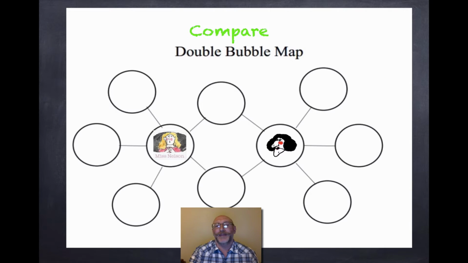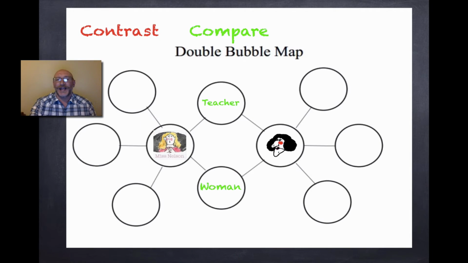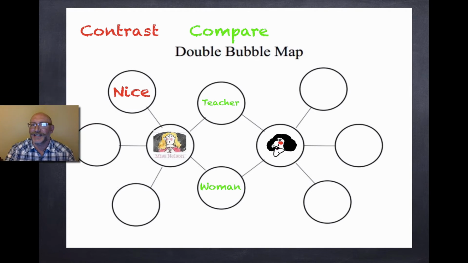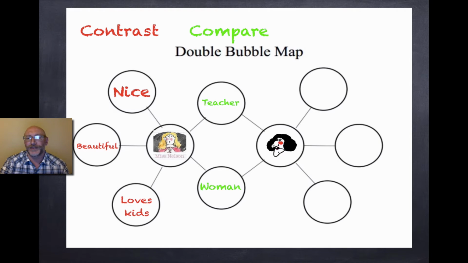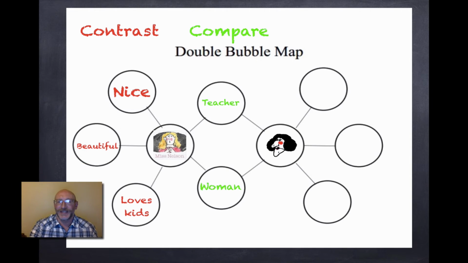Let's start by comparing. Both Miss Nelson and Miss Swamp are teachers, so that is connected to both of them. They are both also women, so that is connected to both of them. Now let's contrast. Let's find some information that's different for Miss Nelson and Miss Swamp. Miss Nelson is nice. Miss Nelson is beautiful. Miss Nelson loves kids. Again, if you did your circle map, this information is coming right off of there.